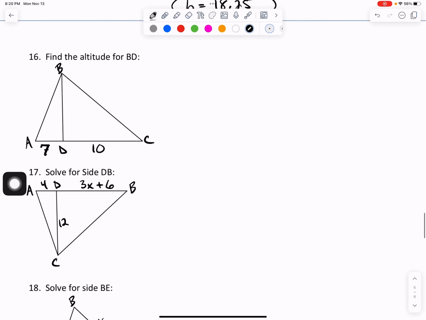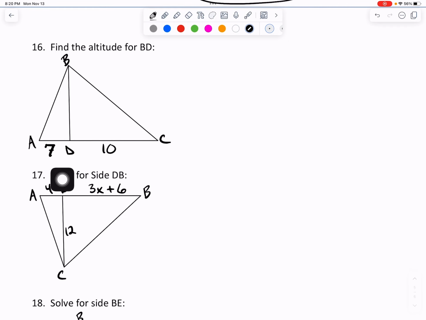Find the altitude for BD. All right, I like this one because we don't know what BD is. But we do know that BD, this line right here, I'm just going to put it in blue. Highlight it, just a little color for us here. I'm going to label it with an X. Now, our BD, that right there is our altitude. And it wants you to solve for the altitude.